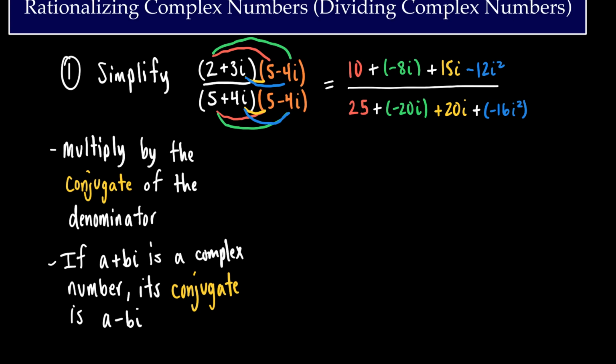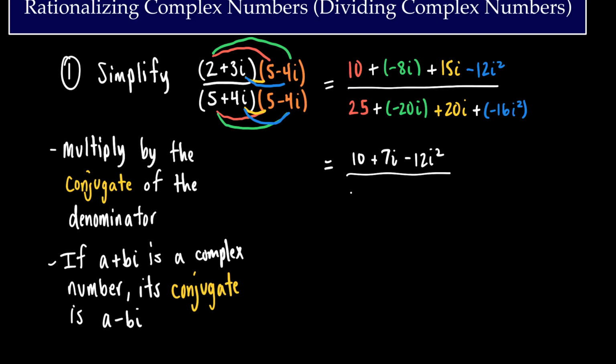Now let's simplify. On the top, it's going to be 10. If you have negative 8i plus 15i, then you've got 7i. And then you've got minus 12i squared.